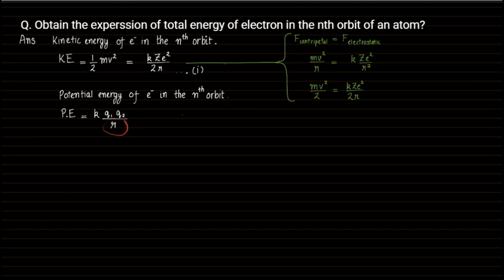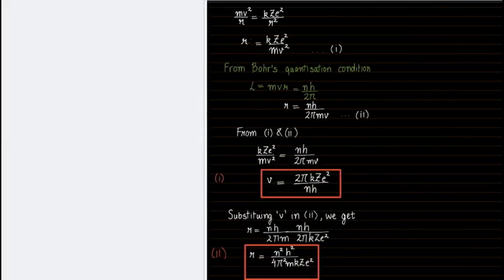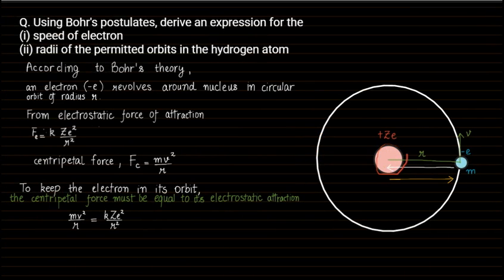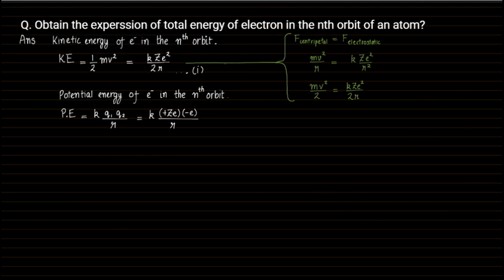So in our case, the source charge is the nucleus. How much is the charge? Plus Ze. The test charge is our electron, and how much is the charge? Minus e. And how much is the distance between these two charges? r. Fine, so I've substituted the values of the charges. So it is k times plus Ze minus e upon r. Now if I simplify this expression, it will be minus kZe square upon r. So this is the potential energy of the electron which is moving in the nth orbit, and this is the kinetic energy of the electron.